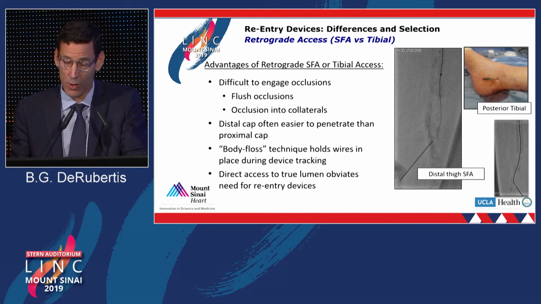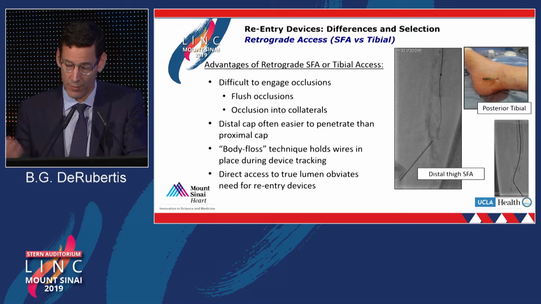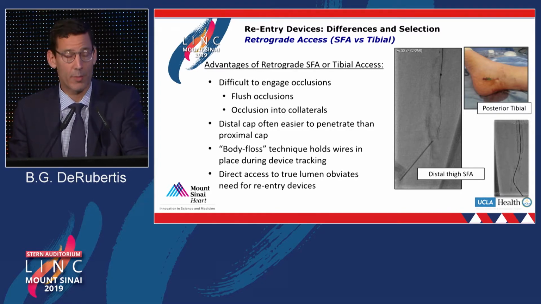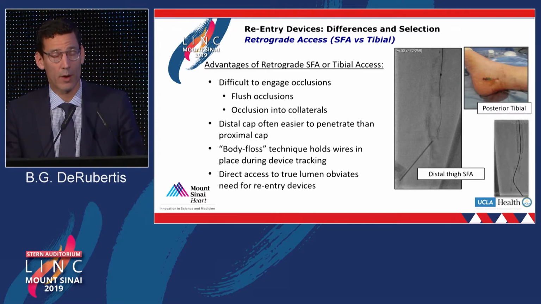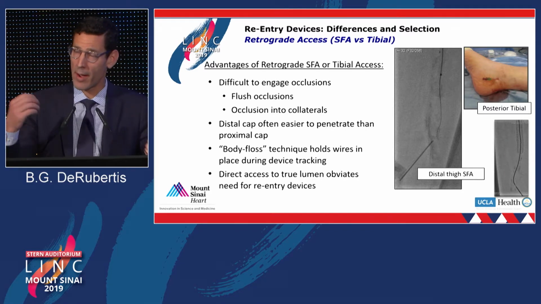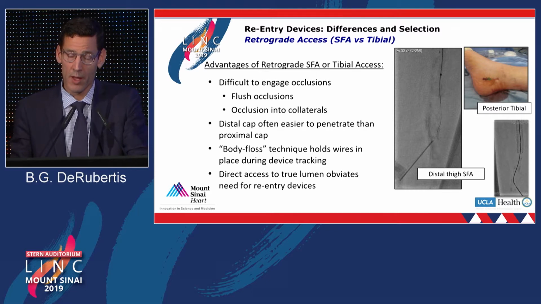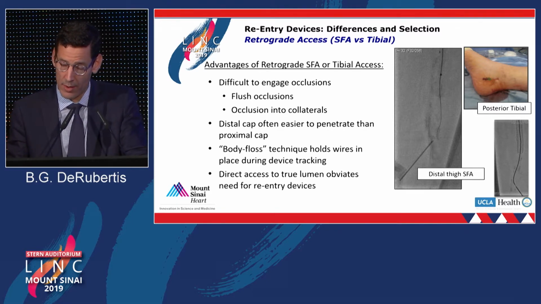The advantage of retrograde access is you can engage flush occlusions, you can deal with occlusions that end in collaterals, which are very difficult to deal with from above. The distal cap is often easier to penetrate than that proximal cap. The body floss technique, where you have both ends of the wire, Andre mentioned this at the beginning of his case, means you don't lose wire access as you're trying to drive a catheter or your balloon or whatever through. So it really helps you track devices as well as the other advantages, and it really has allowed us to obviate the need for some of these devices.